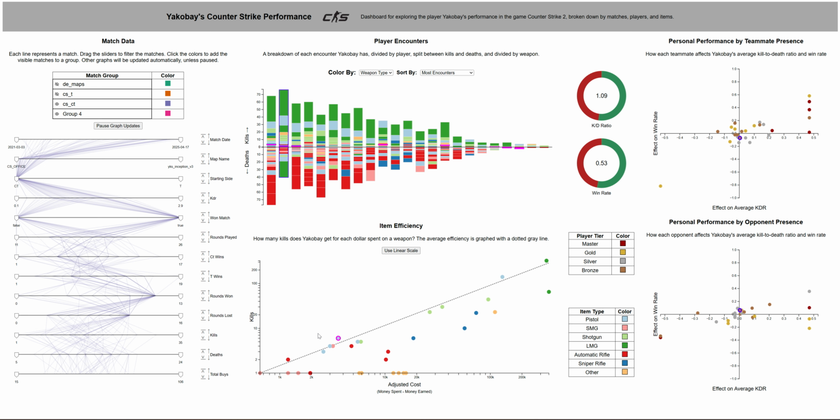That is the gist of my visualization dashboard. It's already given me some interesting insights on how I play and what things affect it. And I think it's a very interesting project that I enjoy doing.